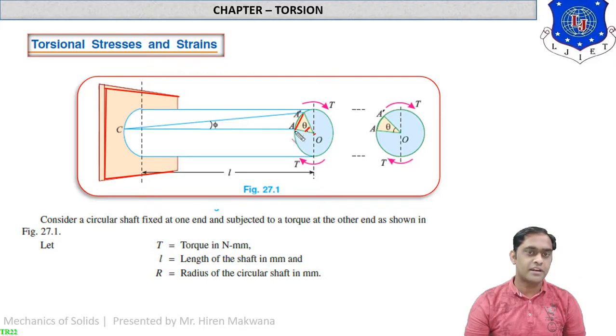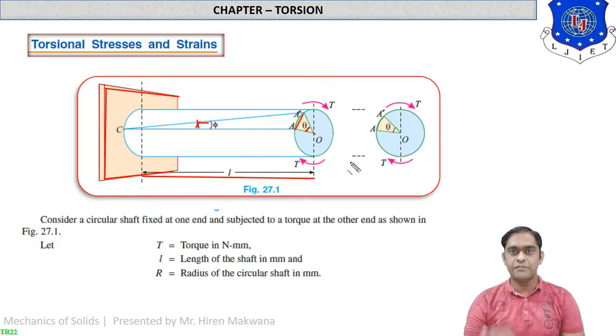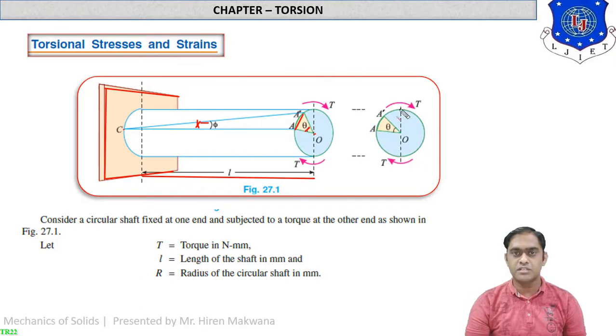Extending A dash and A up to the back side of the shaft at point C, it forms an angle phi. You can see over here, this angle is phi. The length of the shaft is L, and looking at the side view, the cross section will be circular like this. This is the A to A dash distance traveled, and the angle subtended is theta. O is the center of the shaft. Twisting moment provided is T.